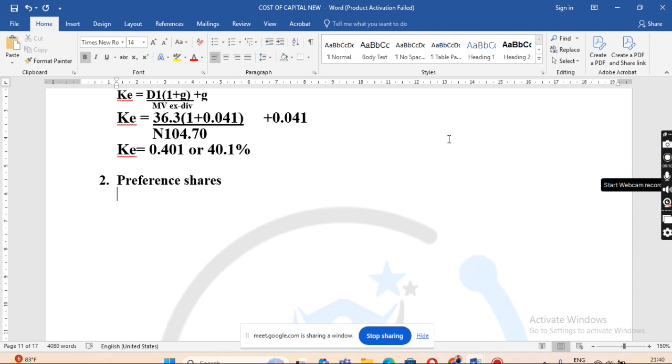Now, what is the formula for calculating cost of preference shares, class? What is the formula? KE equals to what? It's the dividend over the market value, multiplied by 1 minus the tax rate.